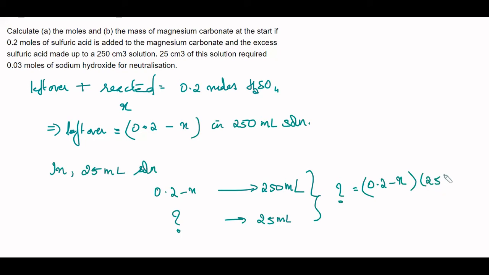So when I'm solving for this, I'll be getting this question mark is equal to 0.2 minus X times 25. I'm just doing a cross multiplication over 250. So when I'm solving this, I can cancel out 25 and 250. So I'll be left with 0.2 minus X over 10. This many moles will be there in the beaker or in the 25 ml sulfuric acid solution.